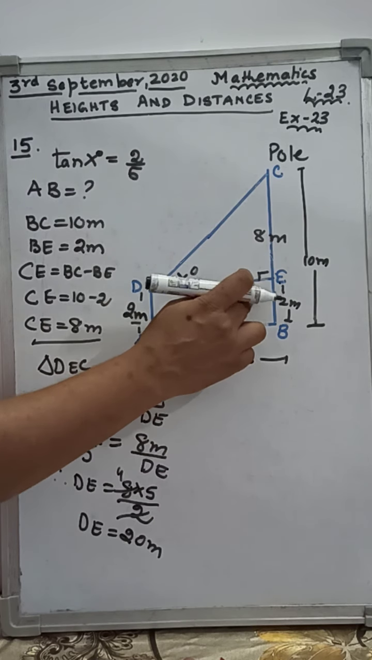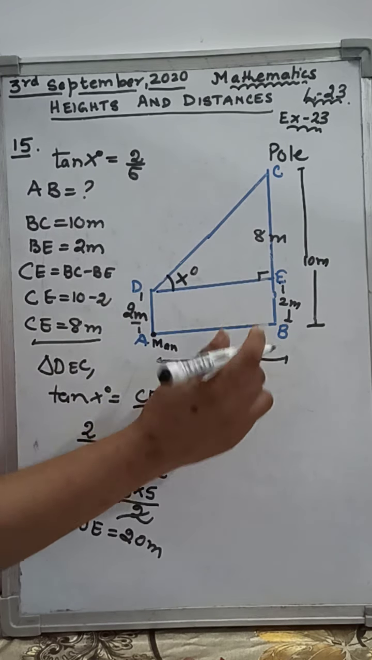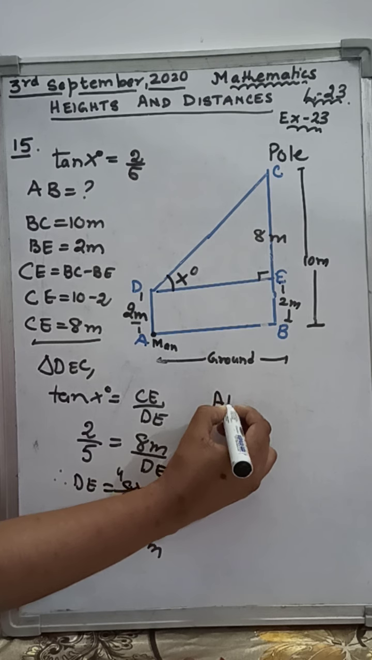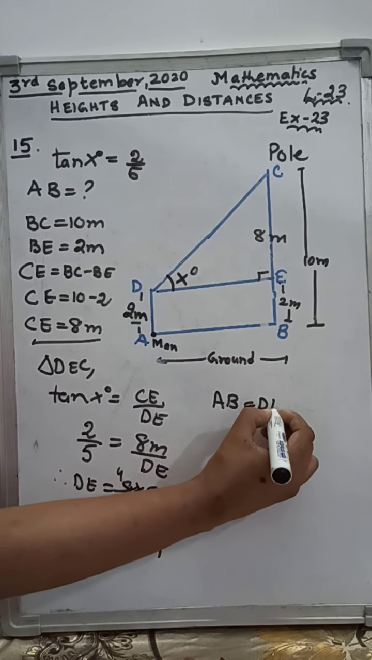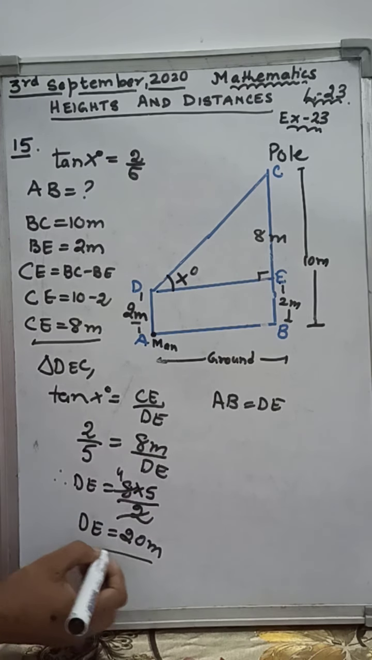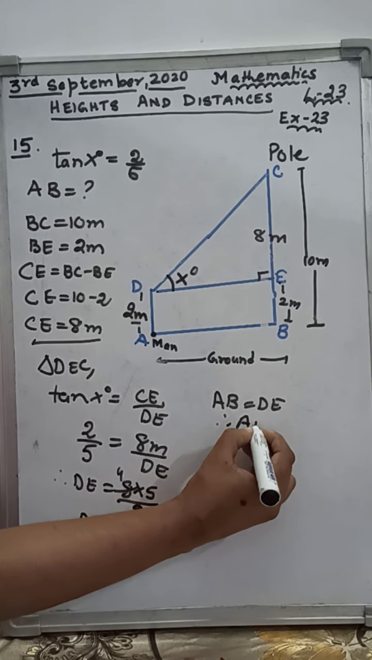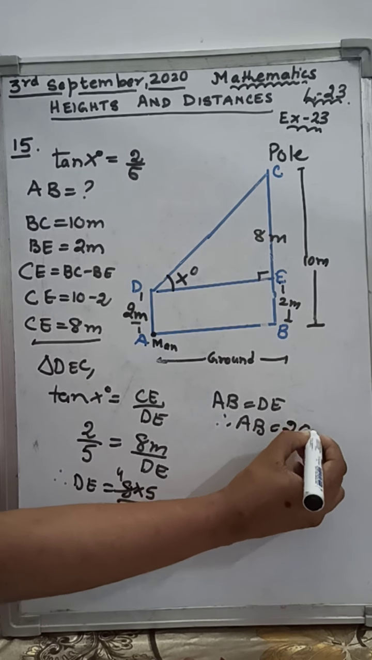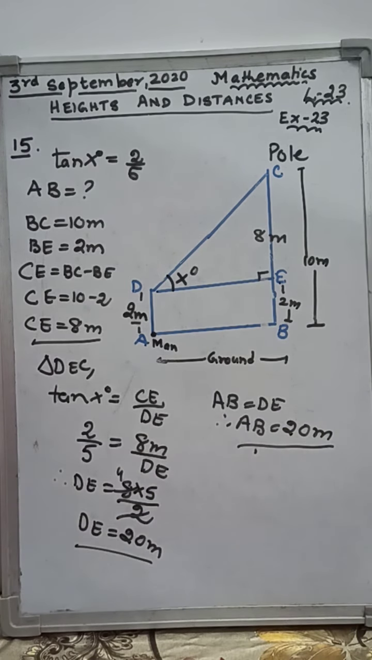This is DE. DE will be equal to the AB. Clear? So AB is equal to DE. So DE is 20. Therefore AB will be equal to 20 meter. So this is the answer of the question number 15.